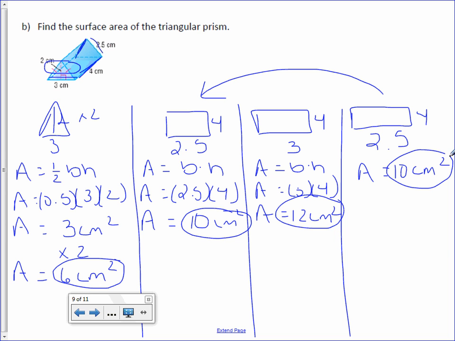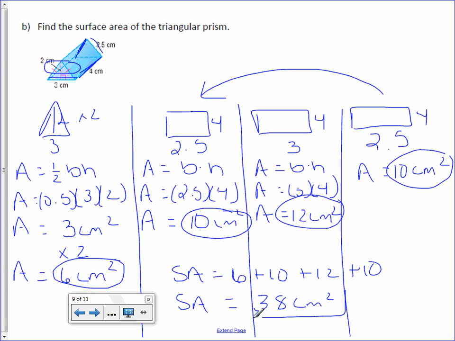So then we add them all together. So my surface area equals 6 plus 10 plus 12 plus 10. So the surface area equals 38 centimeters squared.